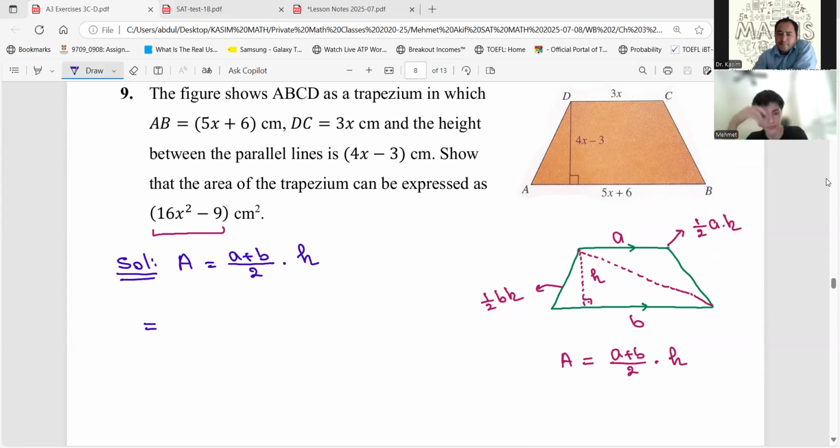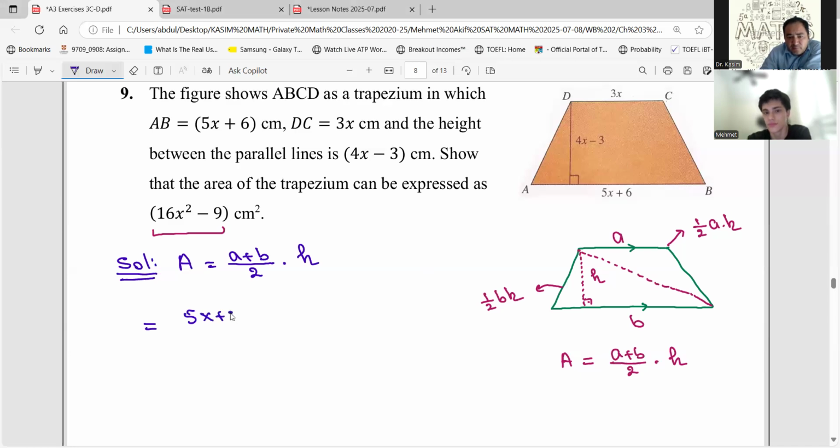Different one? Look, first, in solving these kinds of questions, to show your method, you have to write the formula. Formula shows that you are using the right method. So that is the sum of the parallel sides divided by 2 times h. The bottom one is 5x plus 6, and the top one is 3x. It's not 3, it's 6, right? And divided by 2 times height. Height is 4x minus 3, right?